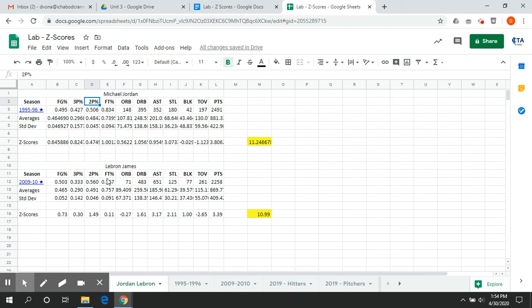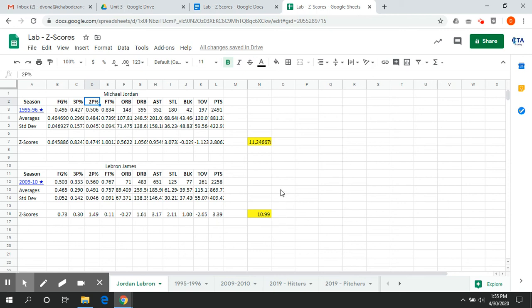If you're familiar with baseball stats, there's something called WAR, wins above replacement. It's the same general idea. You're trying to condense everything down to a single number. That's what this z-score analysis does. It allows us to condense everything down to a single number.